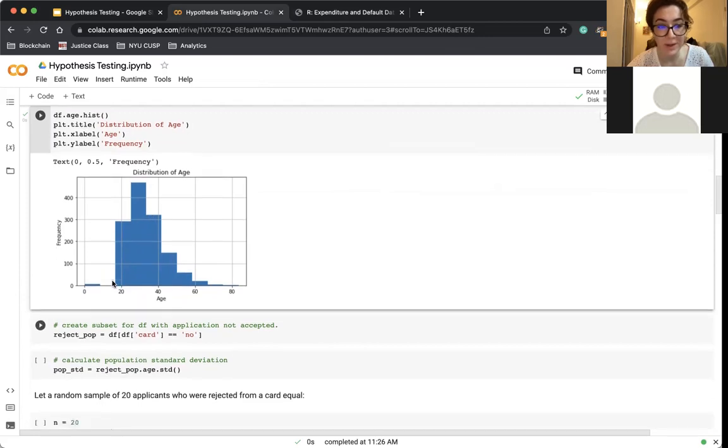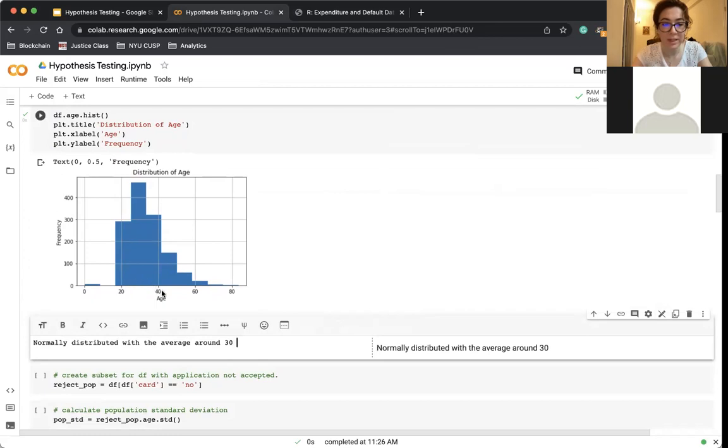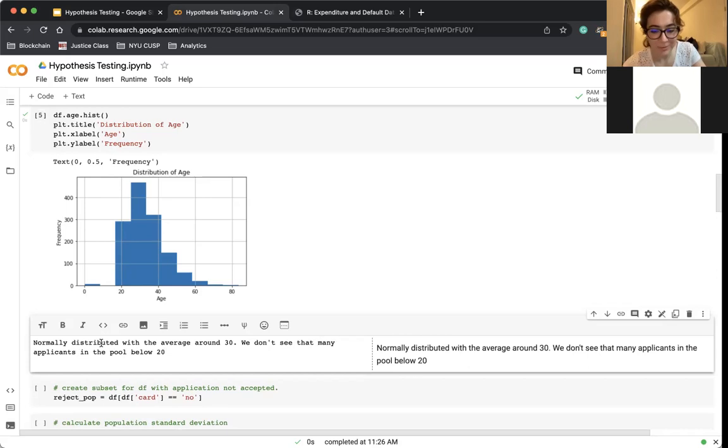If this was on an exam, and in homework, I would expect to see a little caption below about this distribution. So we can say it looks normally distributed, with the average around, it looks like to me, around 30, right between 20 and 40. We don't see that many really below, it looks like, 19, which could potentially skew some of our results. So it's important to look at the data.